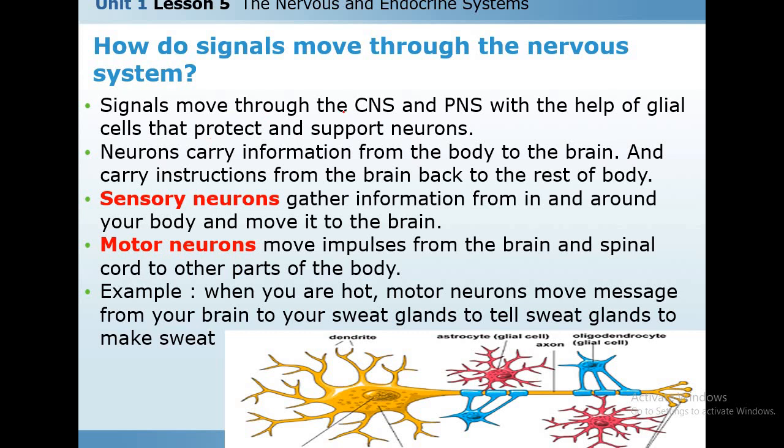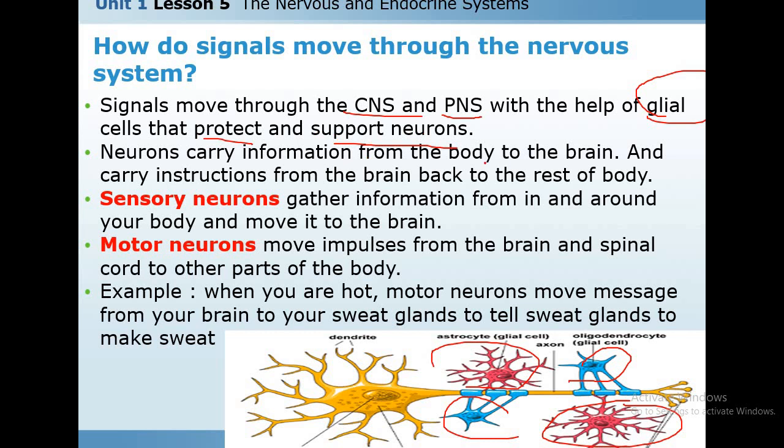Signals move through the central nervous system and peripheral nervous system with the help of glial cells that protect and support neurons. So signals move through the central nervous system, I mean the brain and spinal cord. The electric energy moves through neurons inside the brain, spinal cord and peripheral nervous system with the help of glial cells. This is called a glial cell. The function of glial cells is just to protect and support the neuron, or nerve cell.